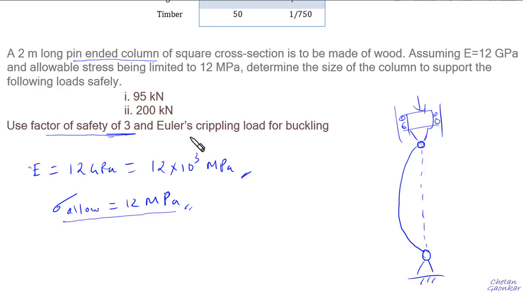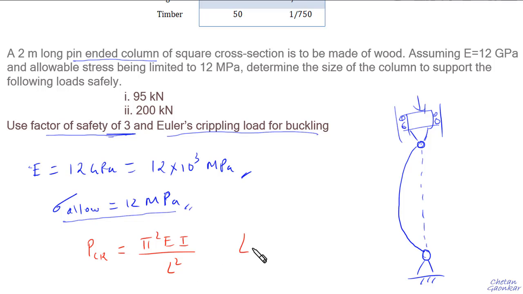So we are not supposed to use the Rankine's critical load formula, that is PCR, which we derived just now. They want to basically predict the cross section by only considering the Euler's crippling load for buckling, and the Euler's crippling load for buckling, or the critical load for buckling, PCR, is given as what? It is given as pi square EI divided by L square, right?